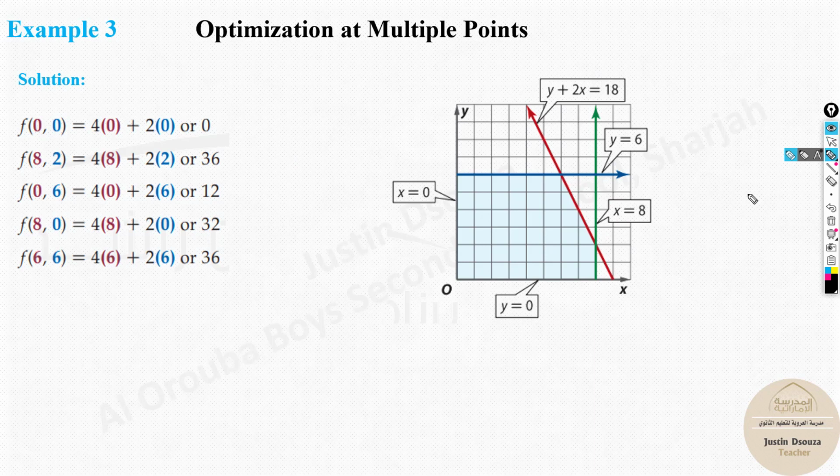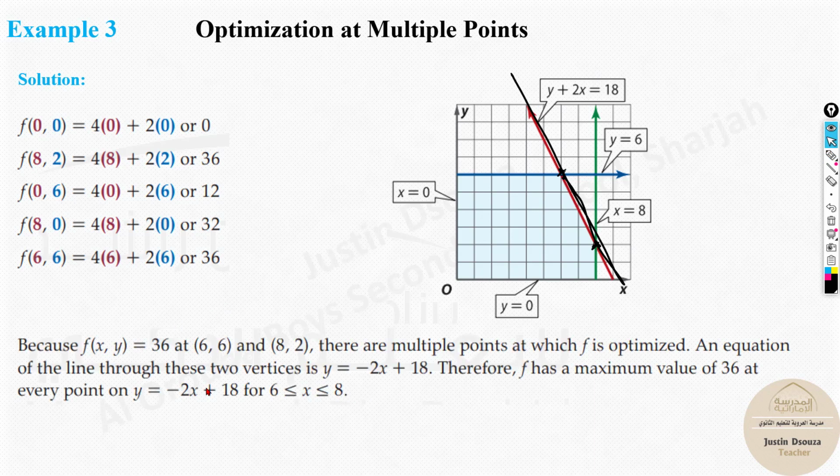At 8, comma 0, that was this point over here, 8 comma 2, this is the point, and 6 comma 6. So what we understand is there are two solution regions for this particular point. That means this entire line is the solution region. So when we write the answer, we tell in this particular line, right?